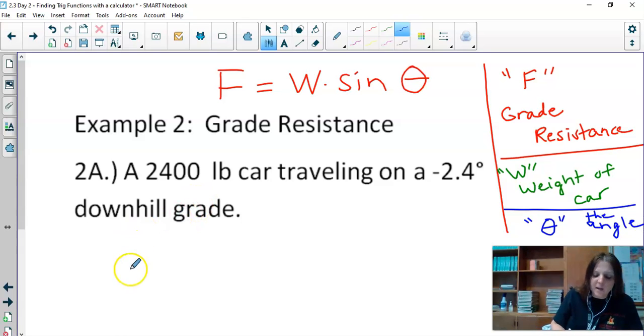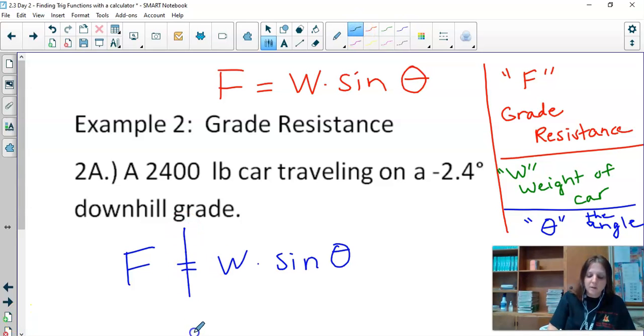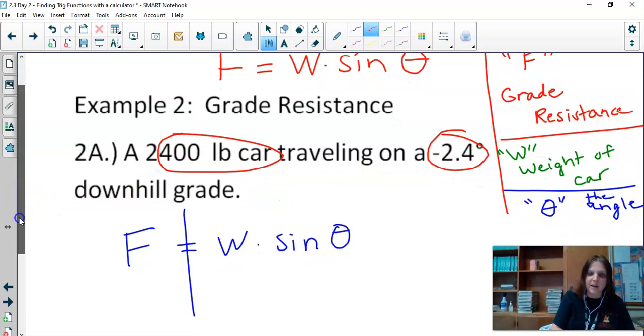So in this first example, we're going to go ahead and write out the formula. Again, pause as needed if you need to catch up on some of these words. I'm going to copy down the formula and I'm going to plug in what I see. A 2,400-pound car traveling on a negative 2.4 degree downhill grade. We're trying to find the grade resistance, and we're doing that to the nearest 100 pounds. Even though it doesn't say it, that would be the directions.